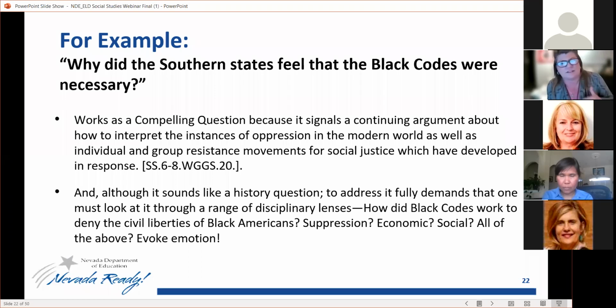And although this sounds like a straight out history question, it has a range of disciplinary lenses. What I mean is, is it suppression? Is it economics? Is it social? Is it all of it above? Is it going to evoke emotion in your students? For the students, this compelling question should create an interest and a feeling of challenge, so that the reluctant students can think, maybe I do want to engage in this conversation. Maybe it's my time to be heard. So make sure you have your guidelines in place for this when you're ready to roll.